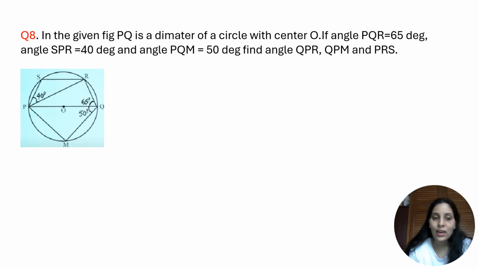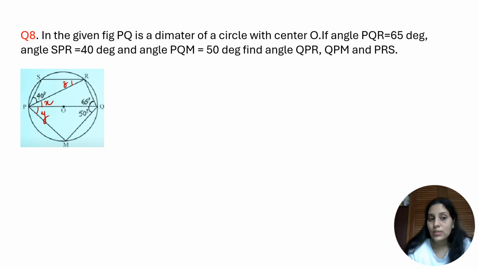Next question. In the given figure, PQ is the diameter of a circle with center O. If angle PQR is 65, angle SPR is 40 and PQM is 50, find QPR. Okay, let me just mention them. QPR, so we need to find this. Let us take it as X. QPM, Y, and PRS, Z. We need to find three angles.